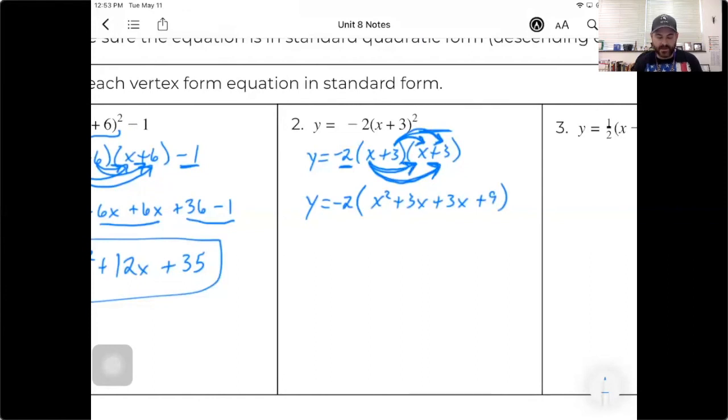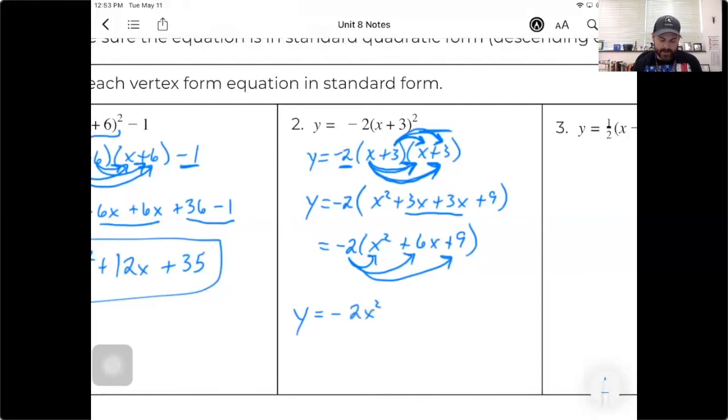Now, I can combine like terms here. So I'm going to go ahead and do that. Do what's inside parentheses first. X squared plus 6x plus 9 is what is in parentheses now. But now I have to take this -2 and distribute it to all three of those. Notice I didn't do that until the very end. It's the very last thing to do. So I have y equals -2x squared minus 12x minus 18 when I distribute the -2 to everything.